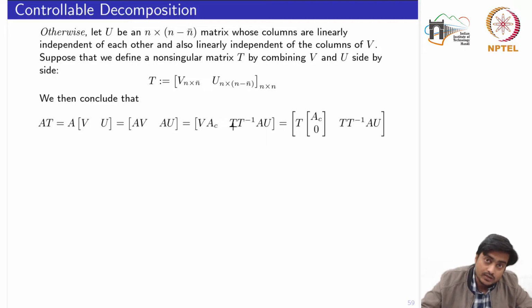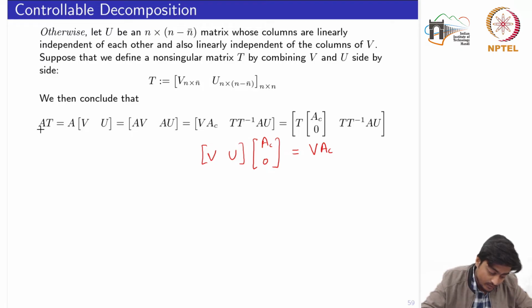And since T is non-singular, T into T inverse would be an identity matrix. So I have replaced the identity matrix by T into T inverse in the second part. Now V into AC, I can write it as T and this matrix. Let's see if you have faced any difficulty, that T is your VU. And this matrix is AC0. So this matrix is nothing but V into AC, because U into 0 would be 0. Right? So I can write V into AC as T into this matrix AC0, and the rest part would remain as it is. So the path from A into T to this is clear now.